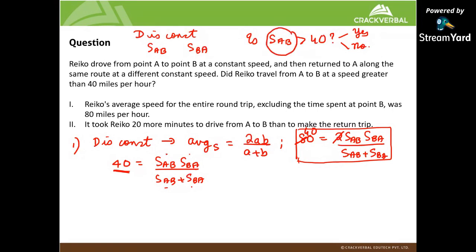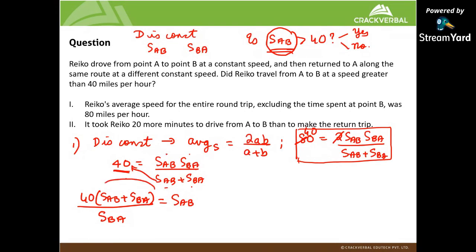So what I would always do is work for what the question asks me. What is the question asking me? Information about SAB. So I'll try to make that the subject. I'm going to multiply this here. That's 40 SAB plus SBA, and I'll take the SBA down here, divided by SBA is equal to SAB.